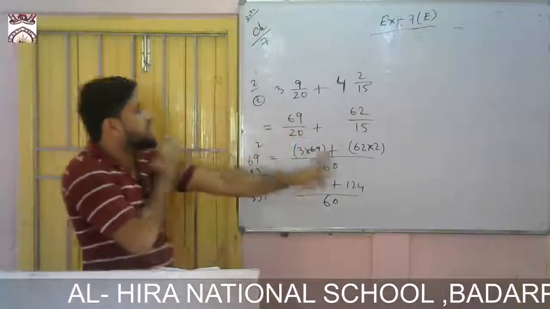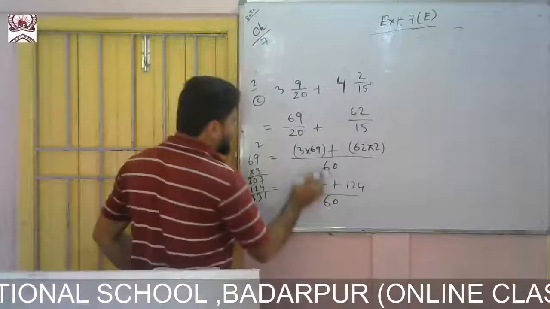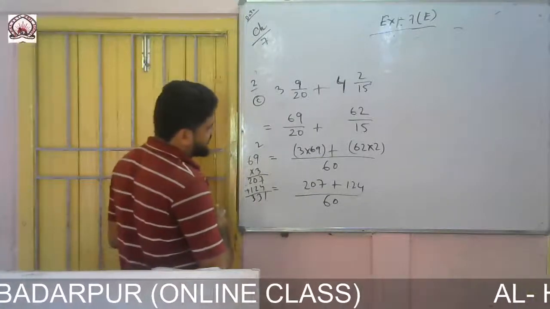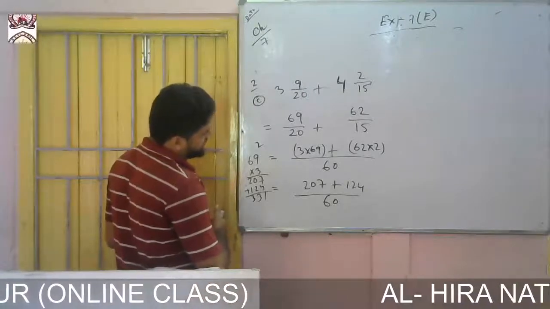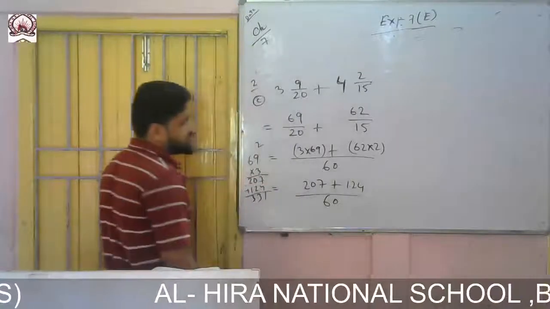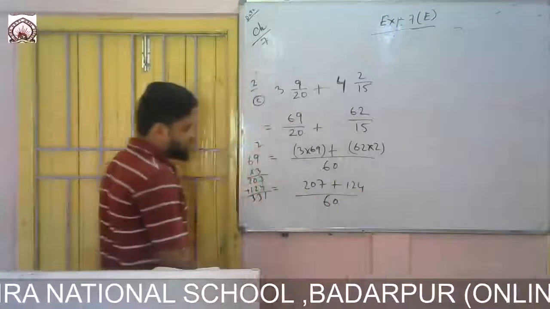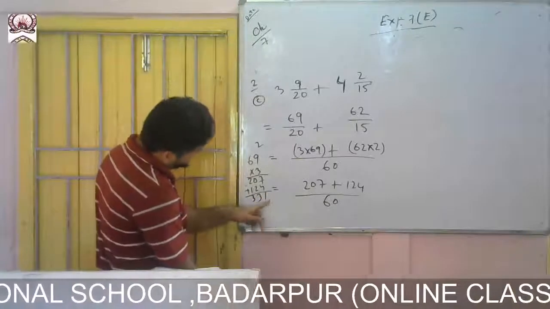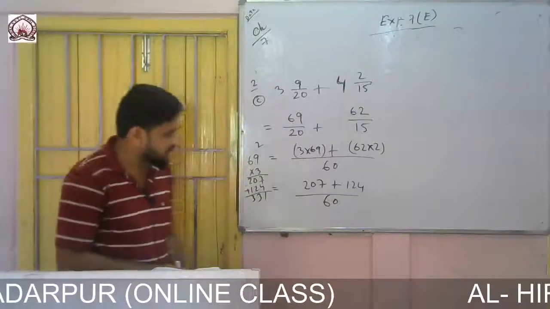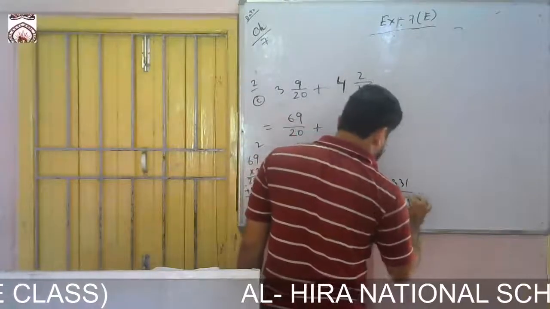60 plus 9 is 69, and 60 plus 2 is 62. So if I divide, then 2 3s are 6, 3 3s are 9, so 207. Then 15 2s are 62, 2 2s are 4, 6 2s are 12, 124. 207 plus 124: 7 plus 4 is 11, and 2 plus 1 is 3, 2 plus 1 is 3, 331 by 60. Okay. So it will be 331 by 60.